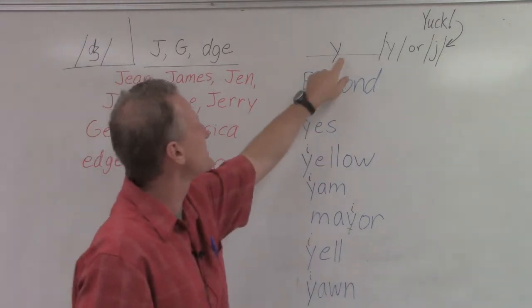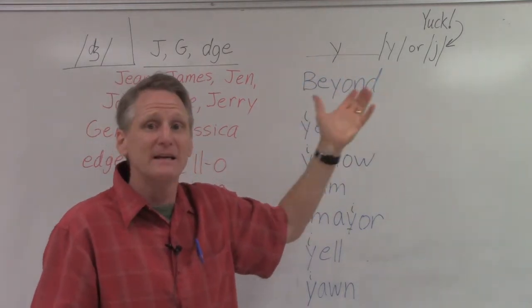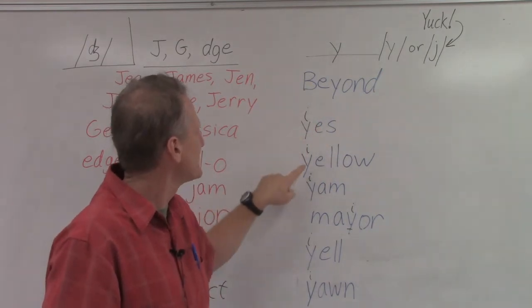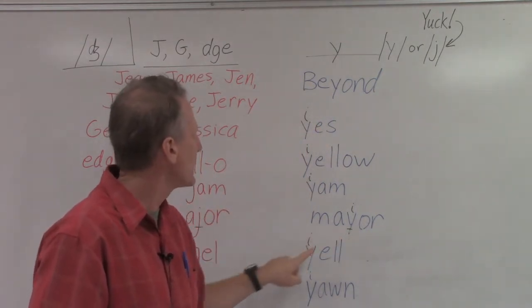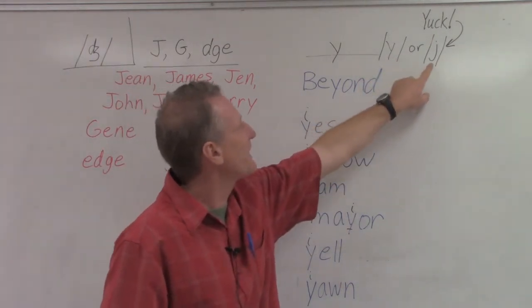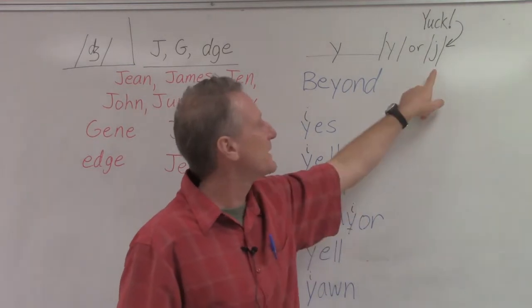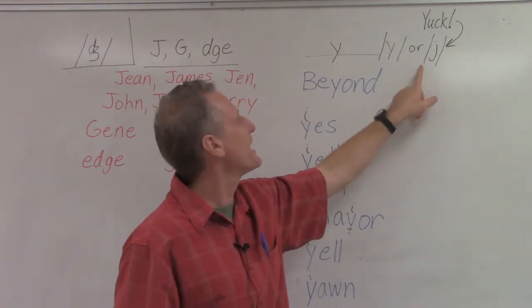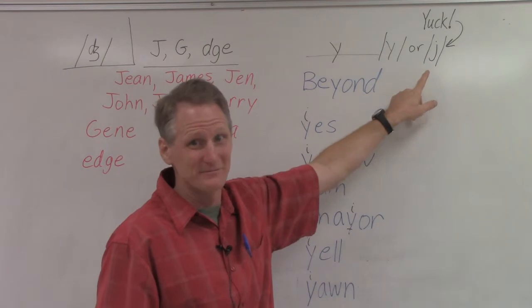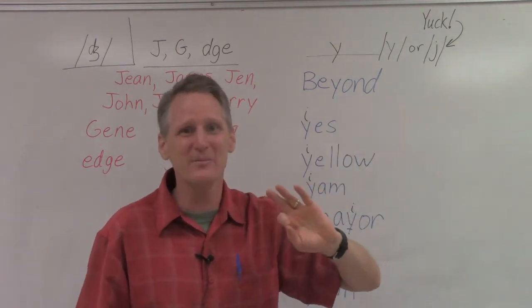Remember this, the Y is a form of I. Yes, yellow, yam, mayor, yell, yawn. Now in the IPA, they use this symbol, which is crazy! Okay, but they do it. I don't know why. A lot of dictionaries don't. Yes. So there are reasons I don't like the IPA too much.